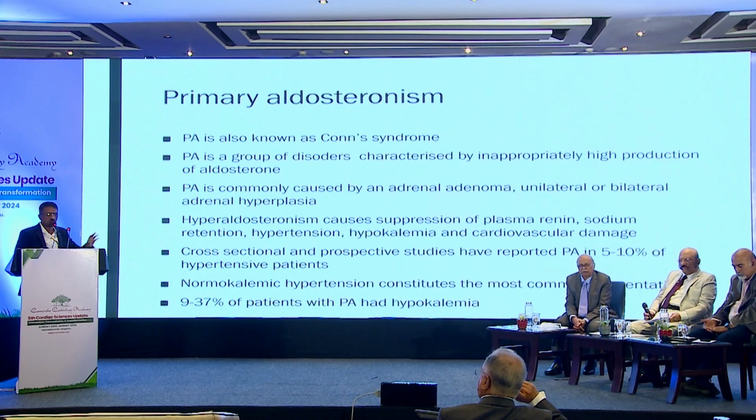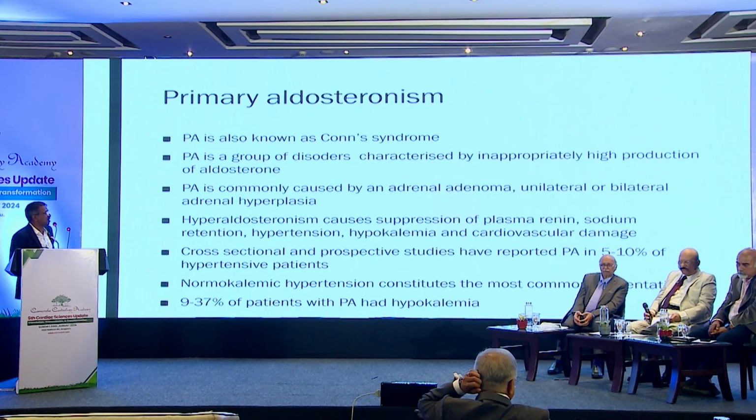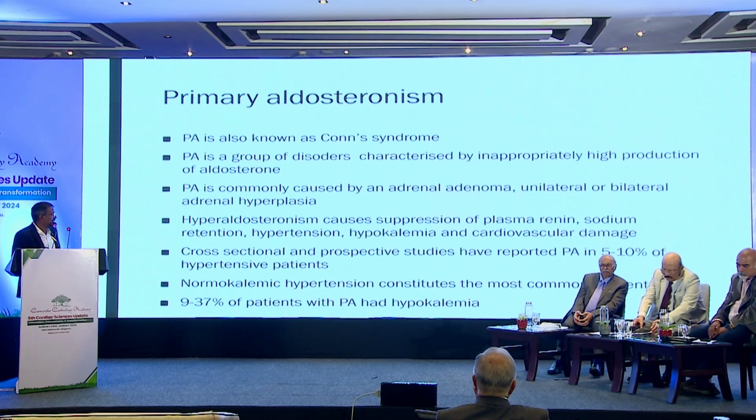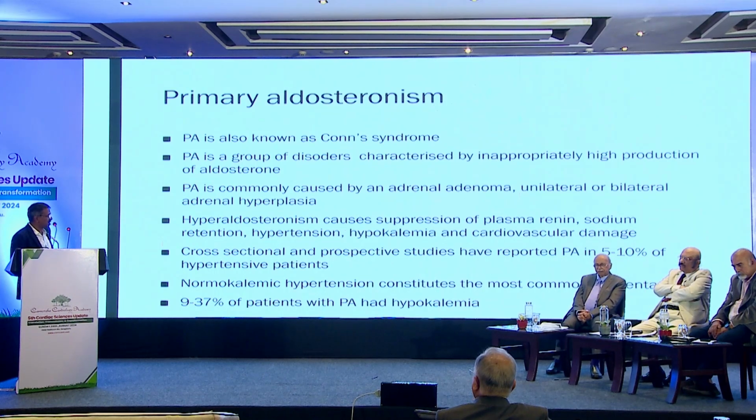So just 2 slides to talk about primary aldosteronism. It's also known as Conn's syndrome, the name given based upon the person who first presented it. Primary hyperaldosteronism is a group of disorders characterized by inappropriately high production of aldosterone. It is commonly caused either by an adrenal adenoma or a unilateral or bilateral adrenal hyperplasia. This causes inappropriate aldosterone secretion, which in turn causes suppression of plasma renin, sodium retention, hypertension, hypokalemia, and cardiovascular damage.